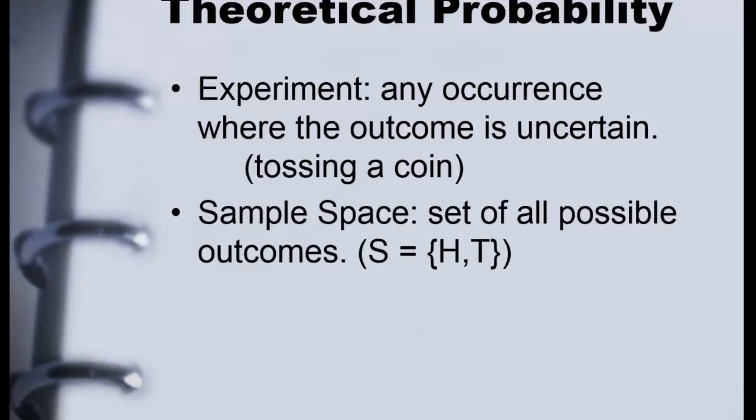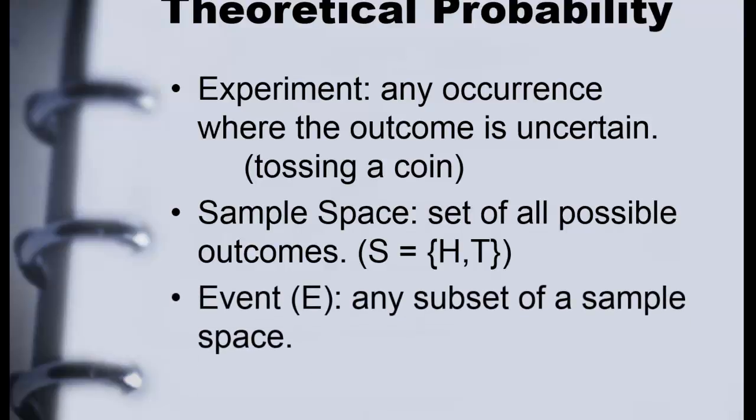Sample space is a set of all possible outcomes. So when we toss a coin, our sample space will either be heads or tails. Event, we call E. So anytime you see E when it deals with probability, we're talking about the event. It says any subset of a sample space. And notice that for sample space, the variable S is used.